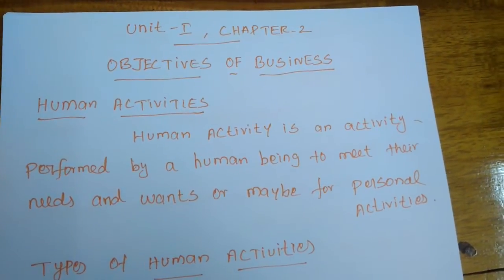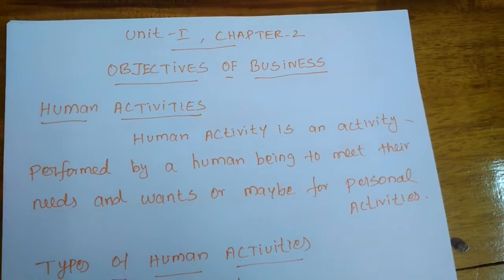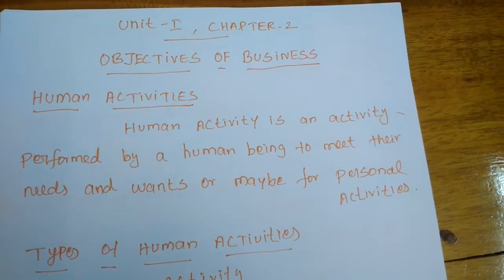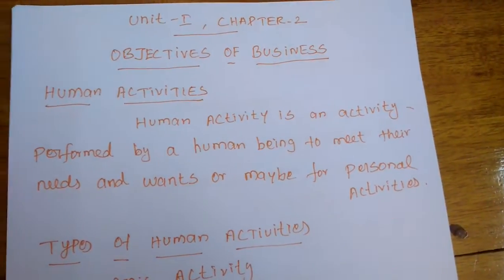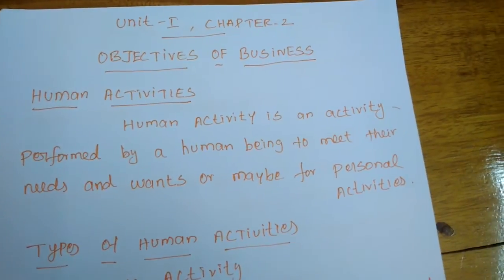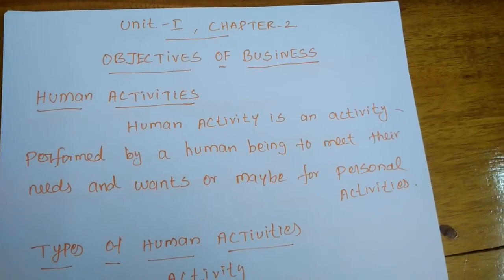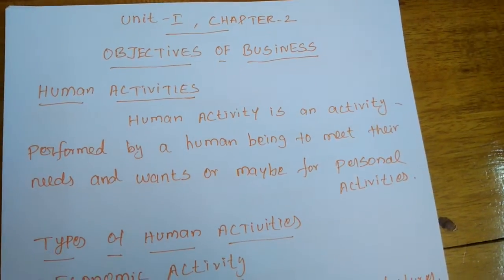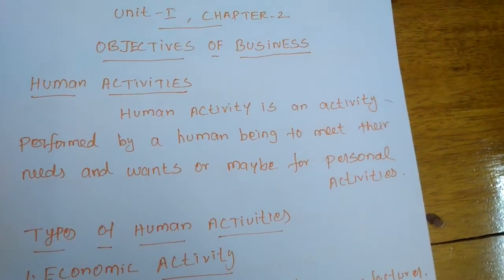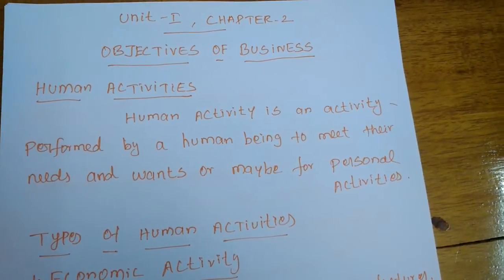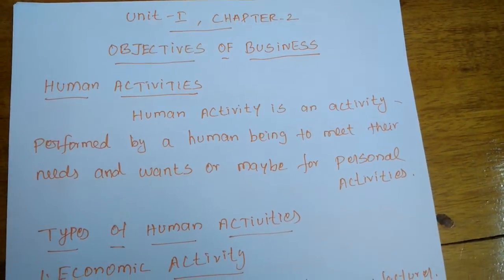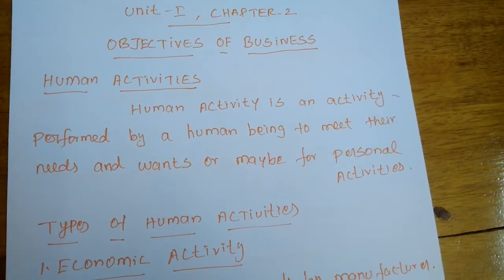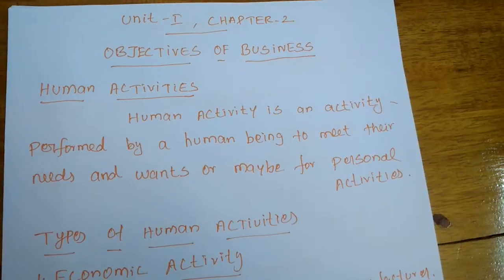Next lesson, next chapter. First unit and the second chapter. The second chapter is objectives of business. In the second chapter, we will study human activities, economic activities and non-economic activities, the types of economic activities, and the differentiation between business, professions and occupations. We will study step by step.